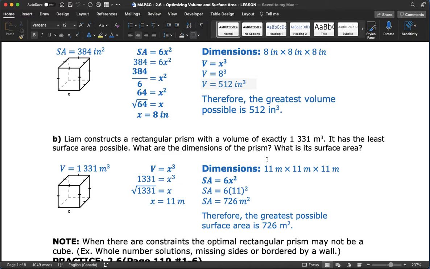What are the dimensions of the prism, and what is the surface area? Again, make sure that you draw an image so that you understand each step. When you're using your equations, you're looking at this shape to derive the formulas, even if they are provided. Think about it for yourself.